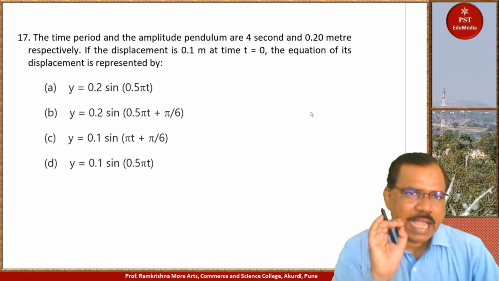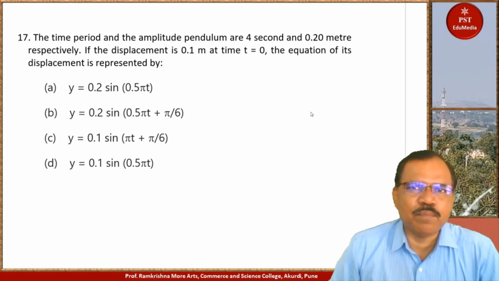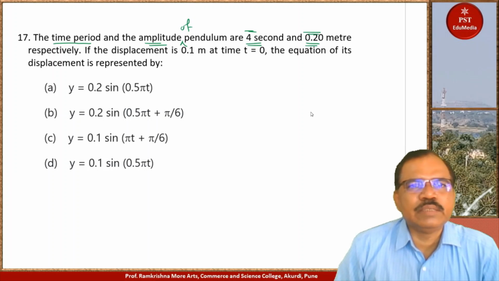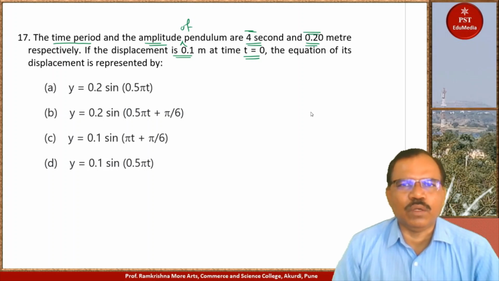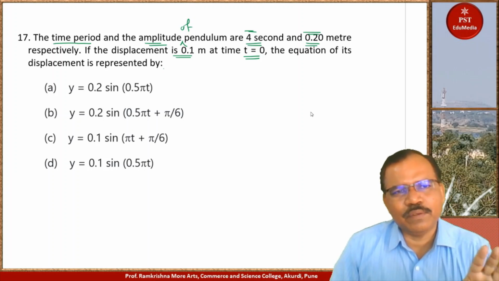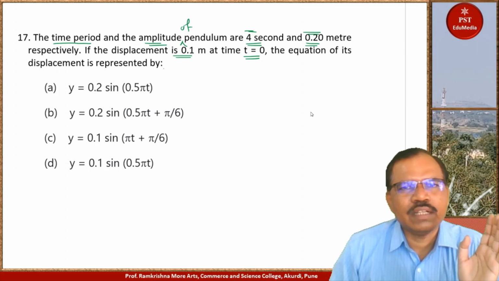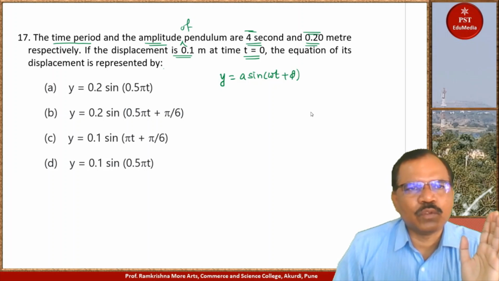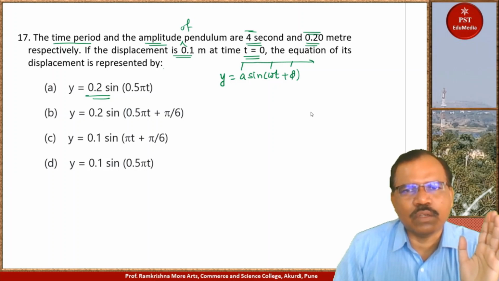Now see here. The time period and amplitude of pendulum are 4 seconds and 0.2 meter respectively. Means time period, that is 4 seconds, amplitude, that is 0.2 meter. If the displacement is 0.1 meter at time t is equal to 0, the equation of its displacement is represented by. So we know here I have taken y, so you can take x also. So here y is equal to, equation is same, only along y axis, A sin omega t plus phi. So we have to write equation like this. So we have to find A, omega and phi. These three quantities we have to find.